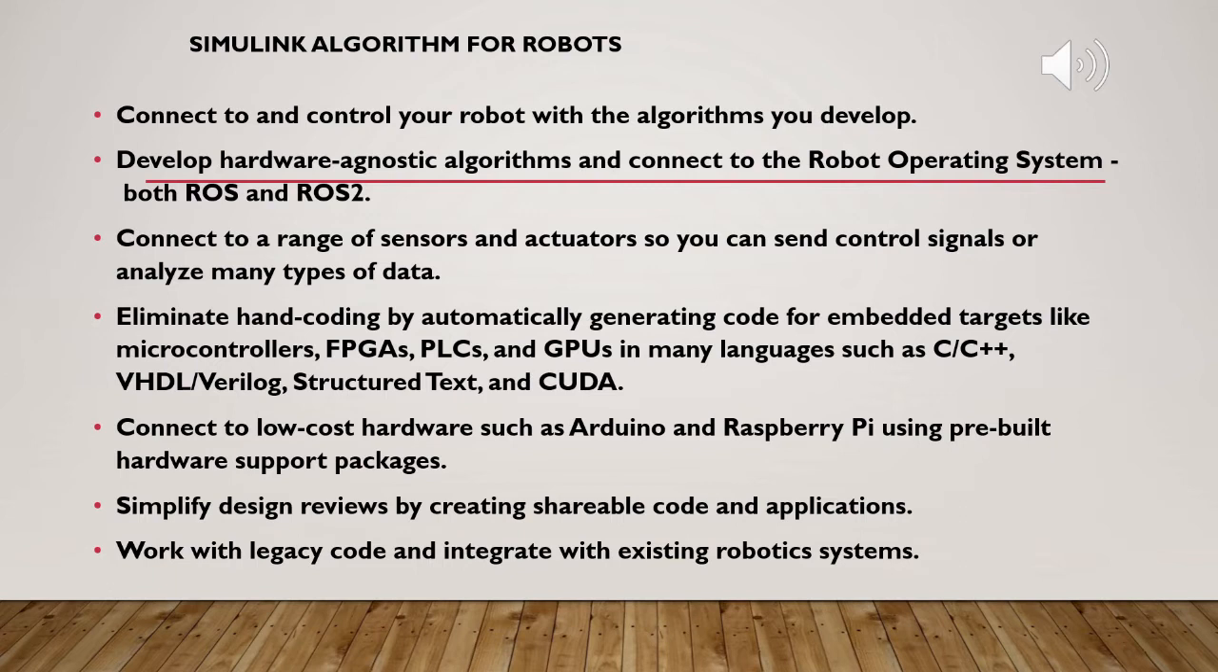Then we have to connect to a low-cost hardware such as Arduino or Raspberry Pi using pre-built hardware support packages. And then we simplify the design reviews by creating shareable code and applications. And lastly, we are then able to work with legacy code and integrate with existing robotic systems. There you have it, a complex robotic system that is made using MATLAB and Simulink application.